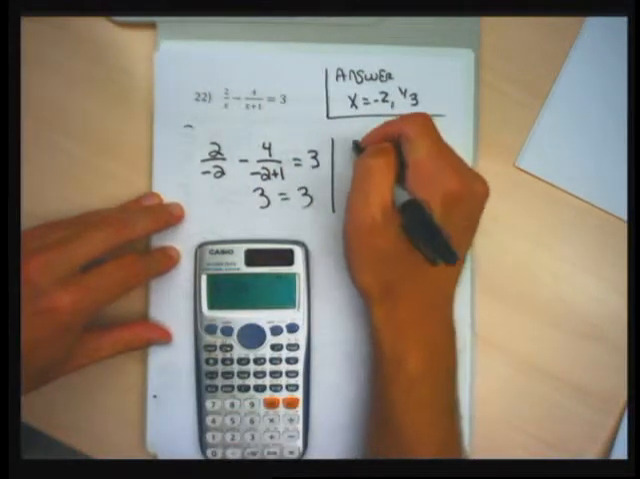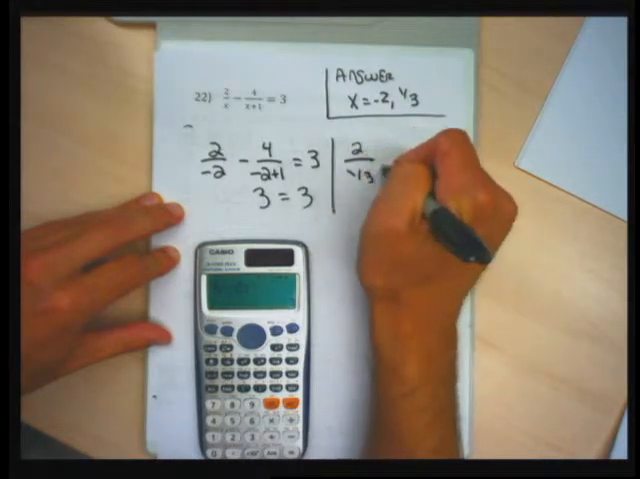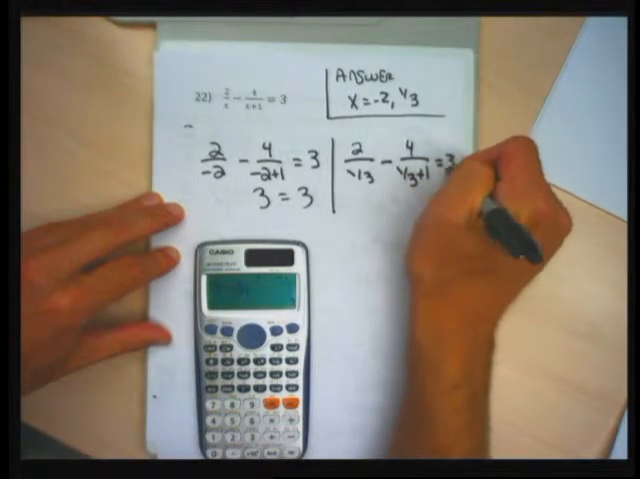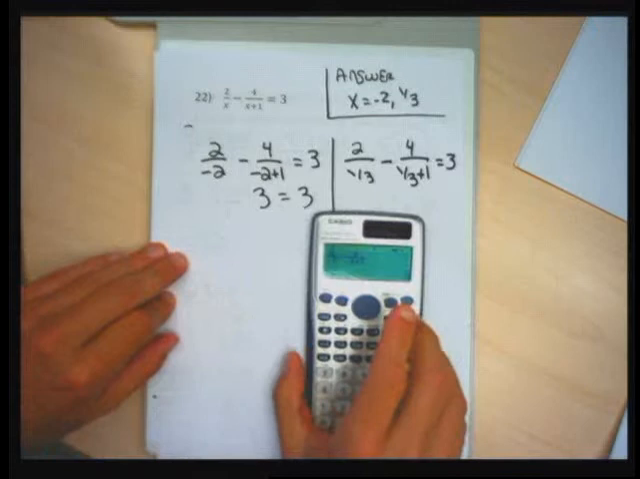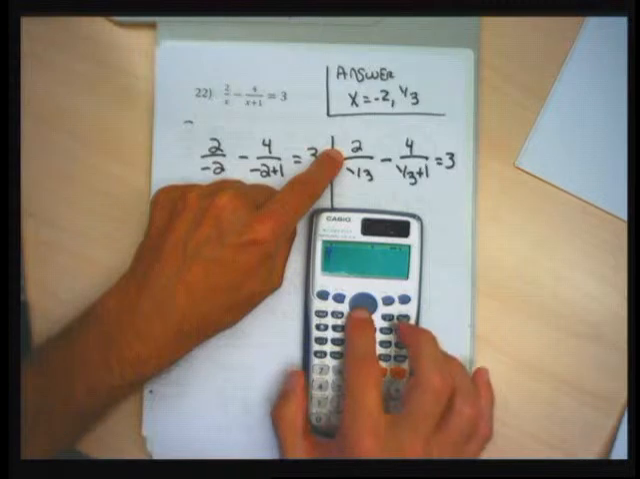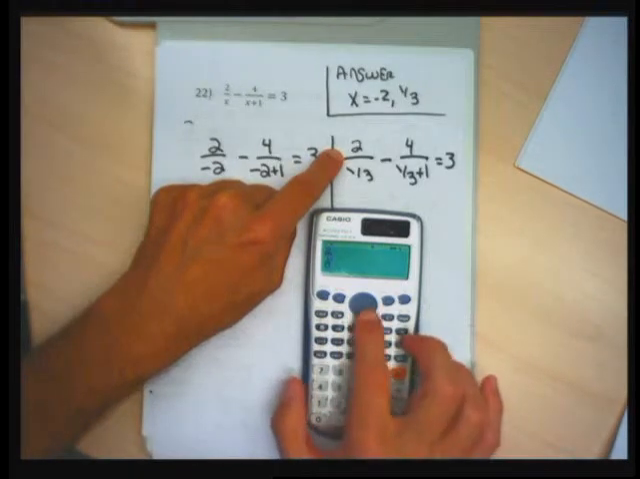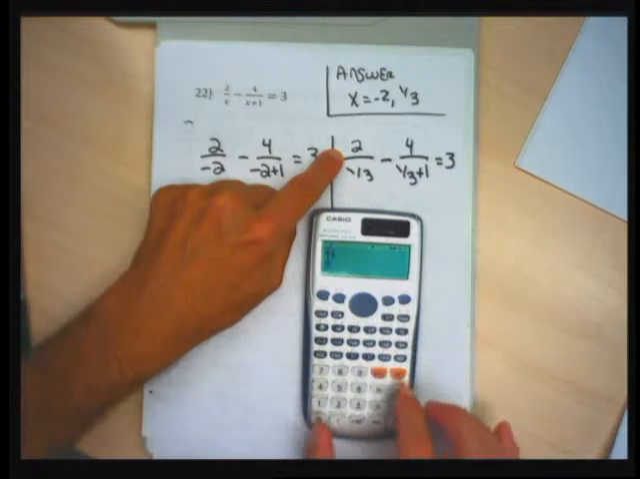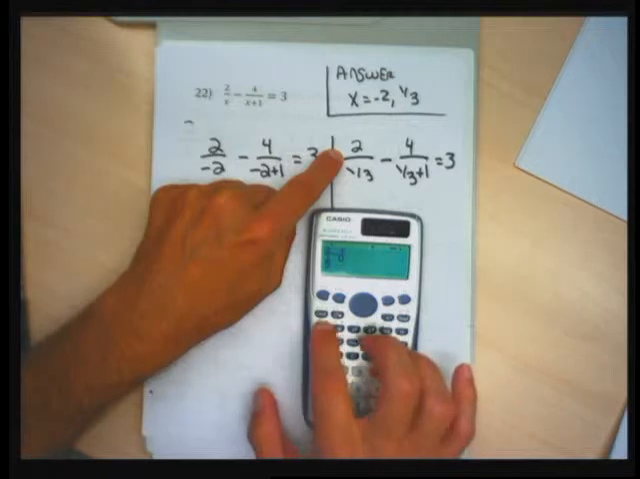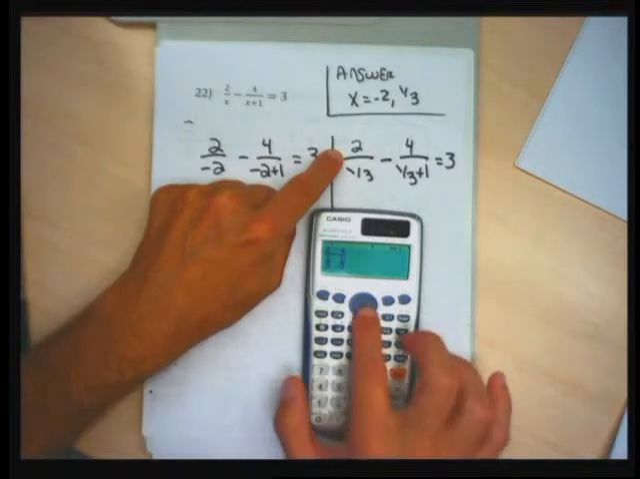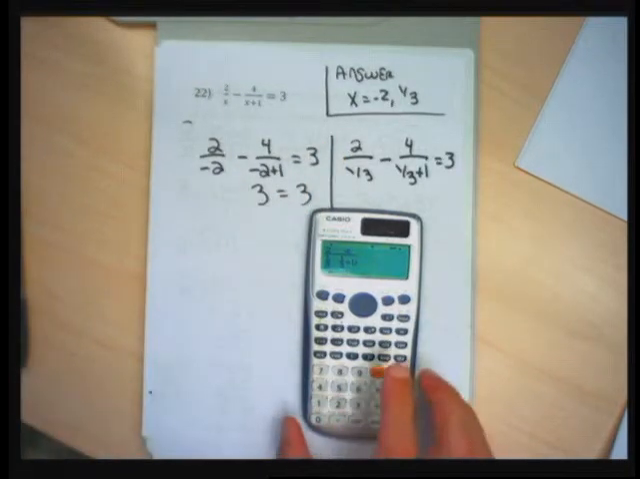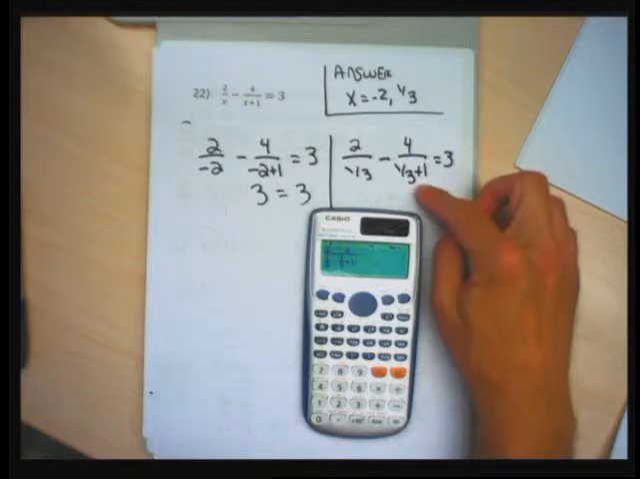Now the 1/3, I'm going to go 2 over 1/3 minus 4 over 1/3 plus 1. And that has to equal 3. That's going to push my calculator limit to the max here. So first when I go fraction 2 over fraction 1/3 minus fraction 4 over fraction 1/3 plus 1. I can't believe I was able to actually do that. That looks as much like that as it needs to look like.